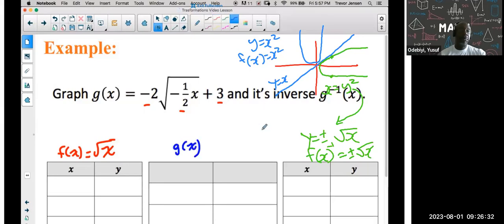And then we do want to graph g at x, but our end goal is not only to graph g at x, we also want to graph the inverse of g at x. And remember, this -1 is not an exponent. It's just a notation telling us it's the inverse of g at x, which means we just take all our x and y coordinates from g at x, and we switch them all with each other, and we will get the coordinates for the inverse of g at x.